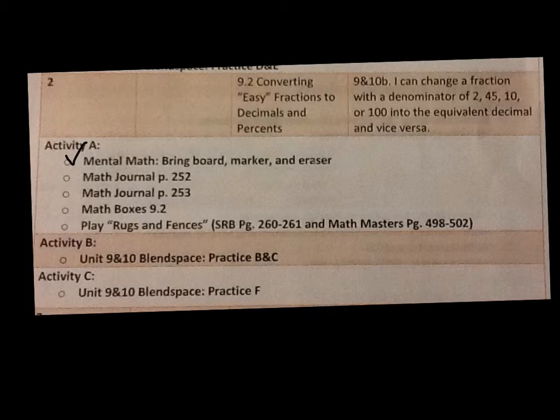So we can check off mental math. We still have to finish part of page 252. You also have to finish page 253. We have to make sure math boxes 9.2 are finished. And then when you're finished with those 3 things, you may join a partner to play rugs and fences for extra area and perimeter practice.